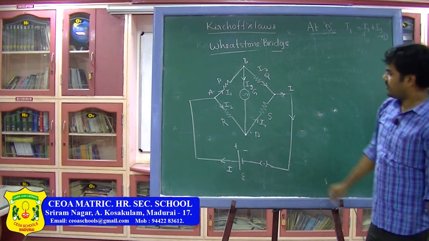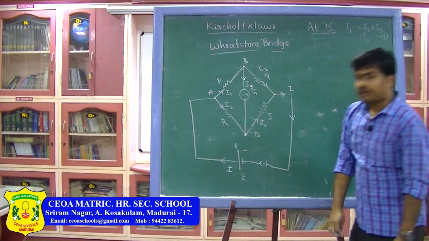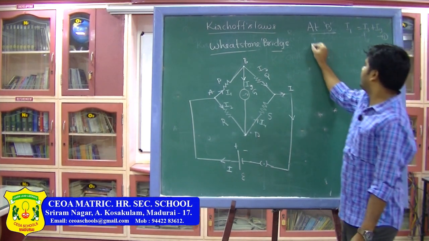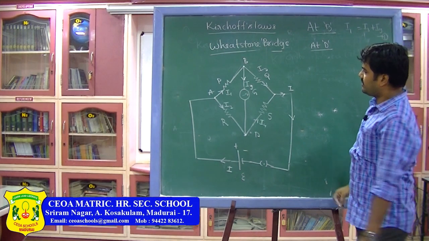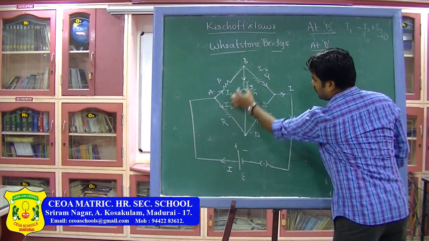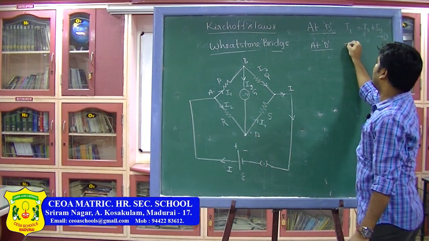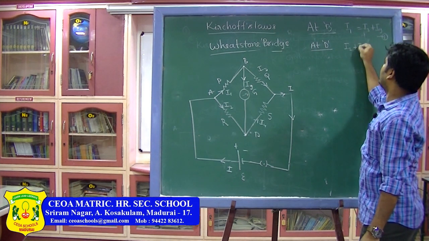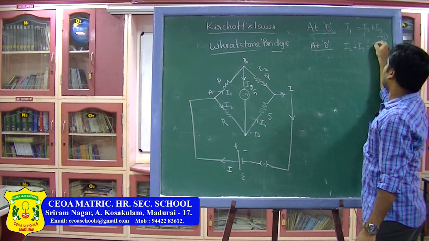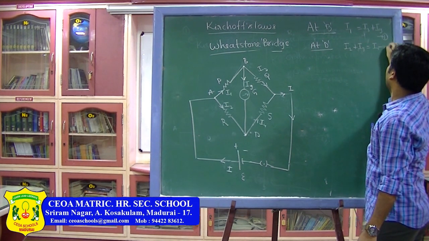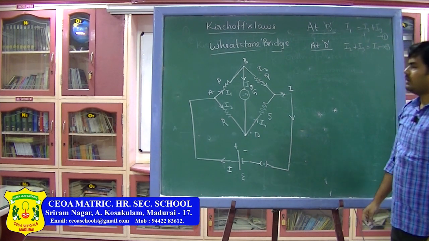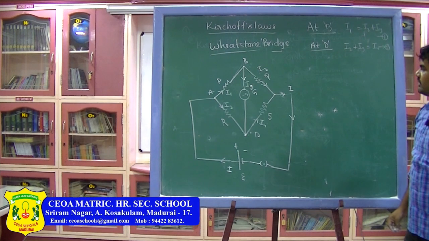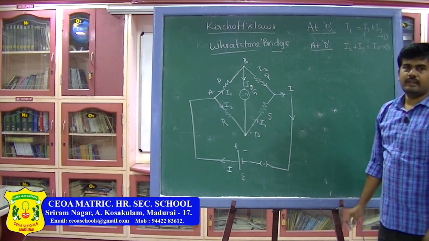Similarly, there is another junction, that is junction D. At this junction D, the currents which are towards the junction are I2 and Ig. So I2 plus Ig is equal to I4. This is equation number 2. So we applied the junction rule for the two junctions. Now let us use Kirchhoff's voltage law for some loops in the given circuit.